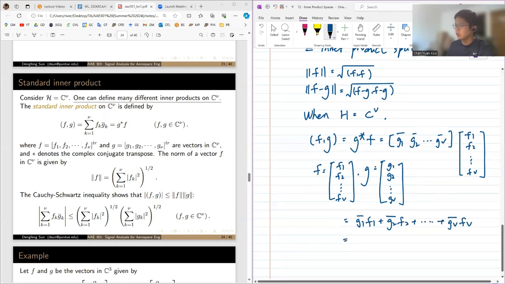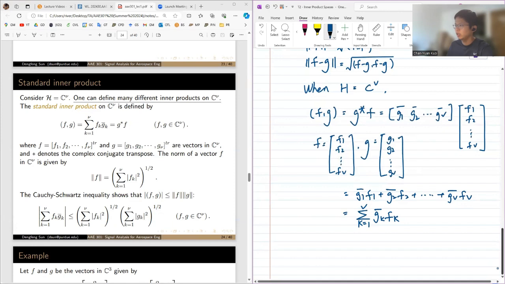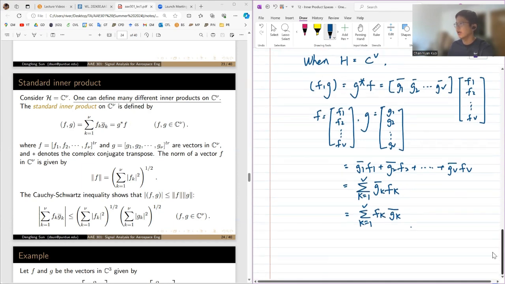And we can write this summation in a more compact form as the sum of the complex conjugate of Gk times Fk, where k is from 1 to nu. And we can also flip this, so we can rewrite it as the sum of Fk times the complex conjugate of Gk, where k is from 1 to nu. And this is the standard inner product.